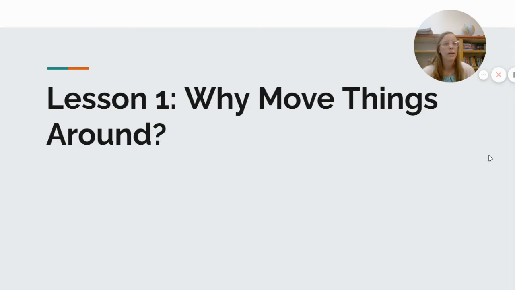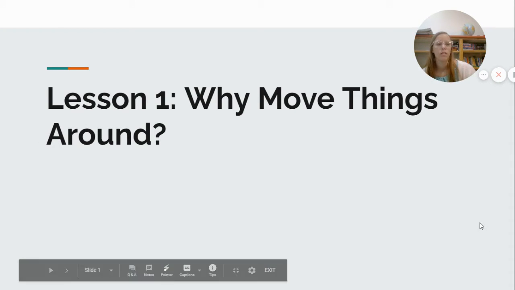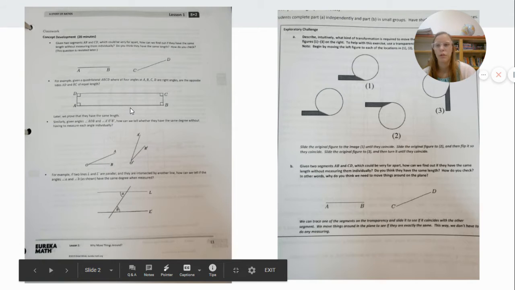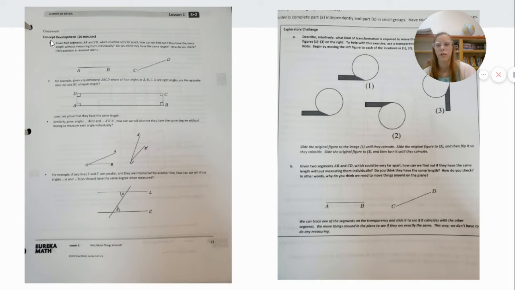looking a lot more at motions and movement of shapes. So first lesson, why move things around? We're just going to look at these two pictures here and the different shapes that are on them. So the first one, we have two different line segments, meaning lines that have an end. They look like they're about the same size. So the question asks, do you think they have the same length, and how can you check that?